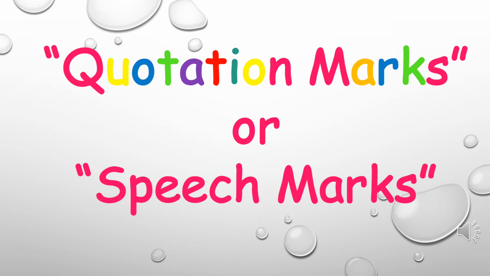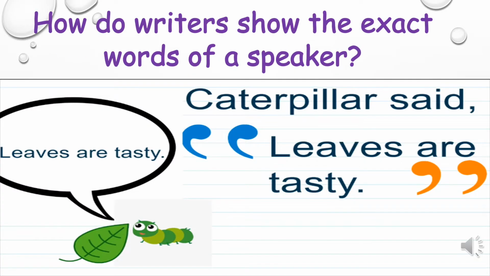Good grammarians always follow punctuation rules, so let's learn a few today. A writer uses two ways to show the exact words of a speaker. Number one, a dialogue bubble. Number two, quotation marks. A dialogue bubble is something you can see on the left side. It is a bubble in which the spoken words are written. Quotation marks are what you can see on the right side.